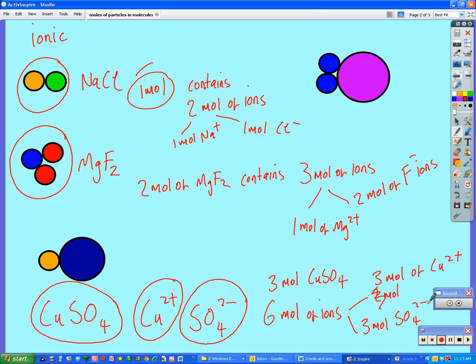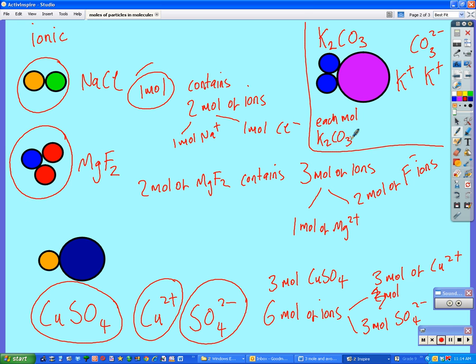A last example up here on ionic compounds. If this was potassium carbonate, we can see again that the carbonate ion is CO3 2 minus. That's one ion. And there are 2 K pluses. So for each mole of potassium carbonate contains 3 moles of ions.